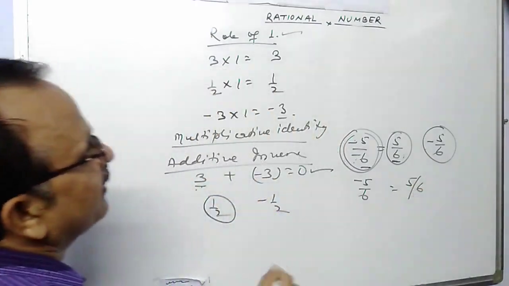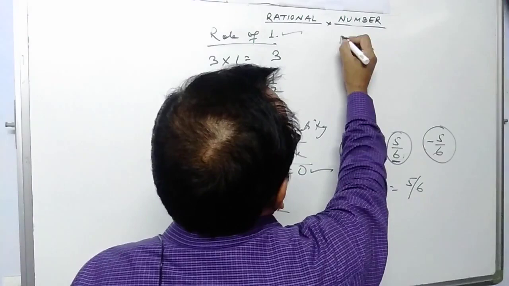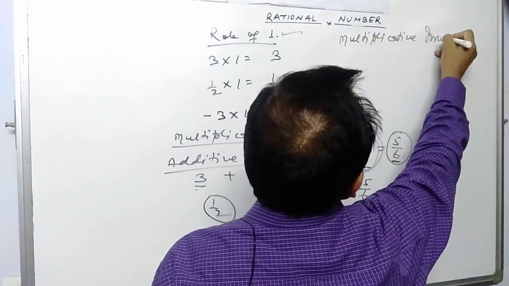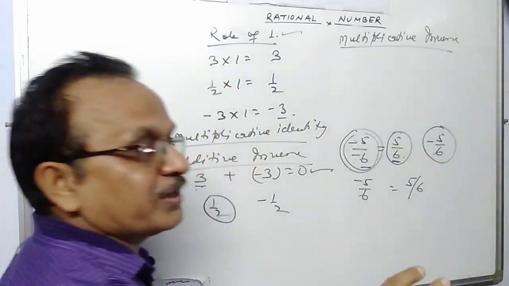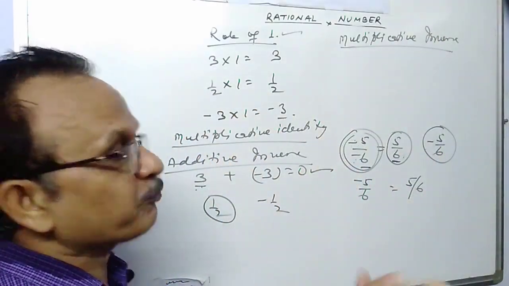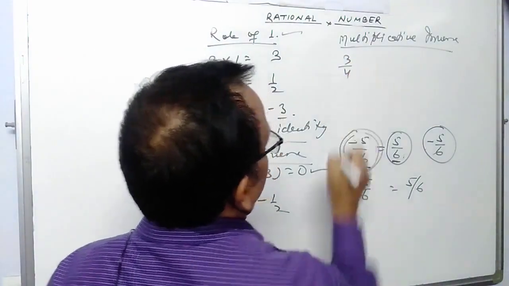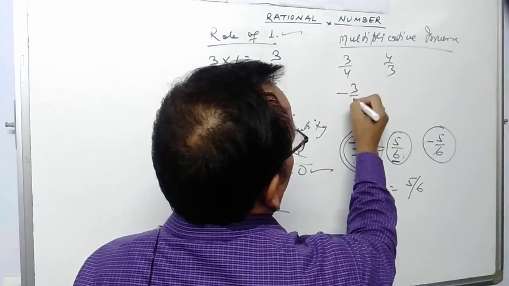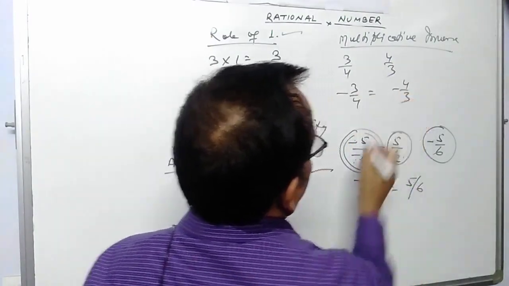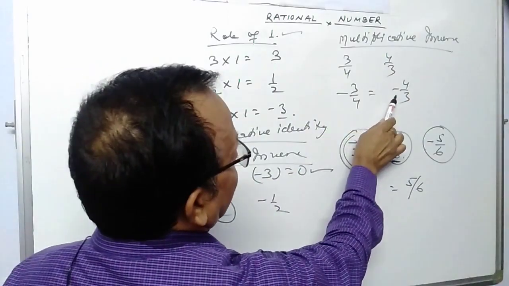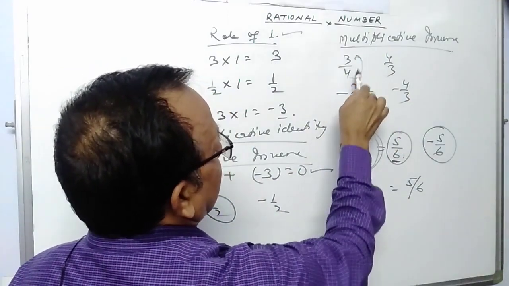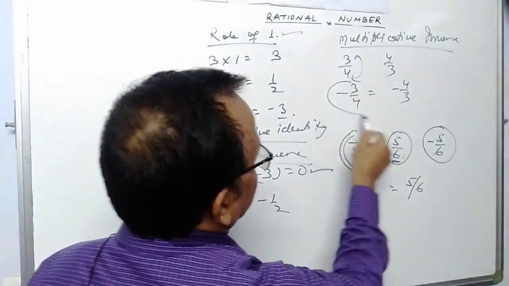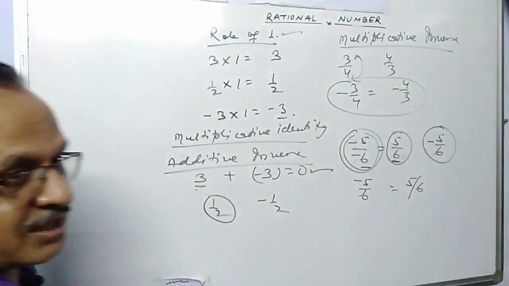Next thing is multiplicative inverse. Multiplicative inverse is also known as reciprocal. Suppose 3 upon 4. Its reciprocal, the multiplicative inverse, is 4 by 3. Minus 3 by 4, its inverse is minus 4 by 3. Don't change the sign in case of multiplicative inverse. Only the terms will be interchanged. That is, the numerator becomes the denominator and the denominator becomes the numerator in case of multiplicative inverse. That's all. Okay.